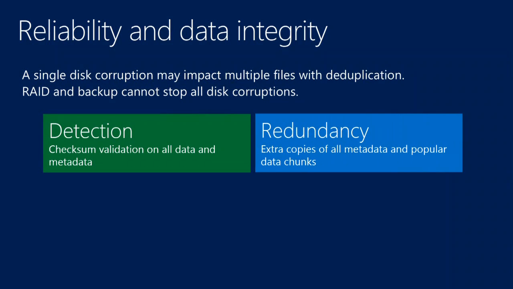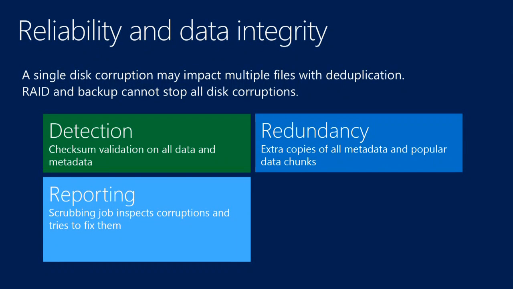Then we add redundancy back into the system, in the sense that we put extra copies of all metadata and popular data chunks. If you've got a data chunk that's used in 1,000 files and you have a bit flip in that chunk, you can screw up a lot of files. So where there are places that we have particular amounts of risk, we put an extra copy, and we have redundancy in the metadata. This is all in addition, of course, to whatever your underlying storage system does to protect against those things.